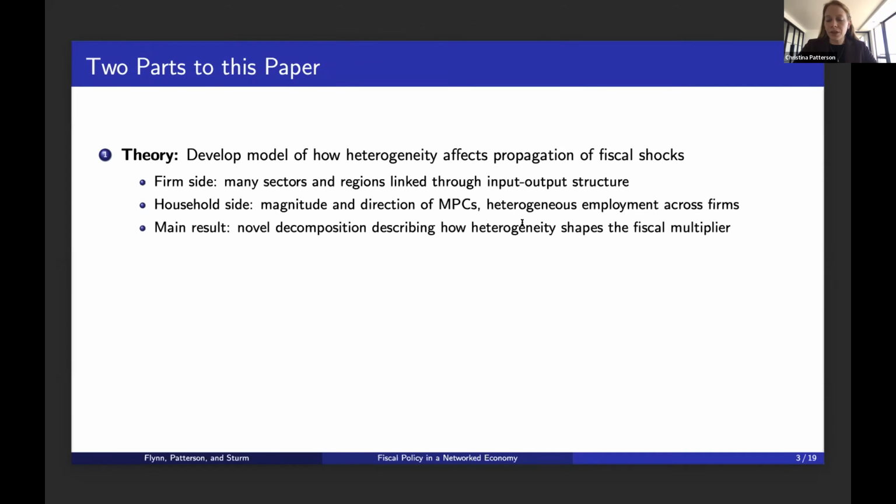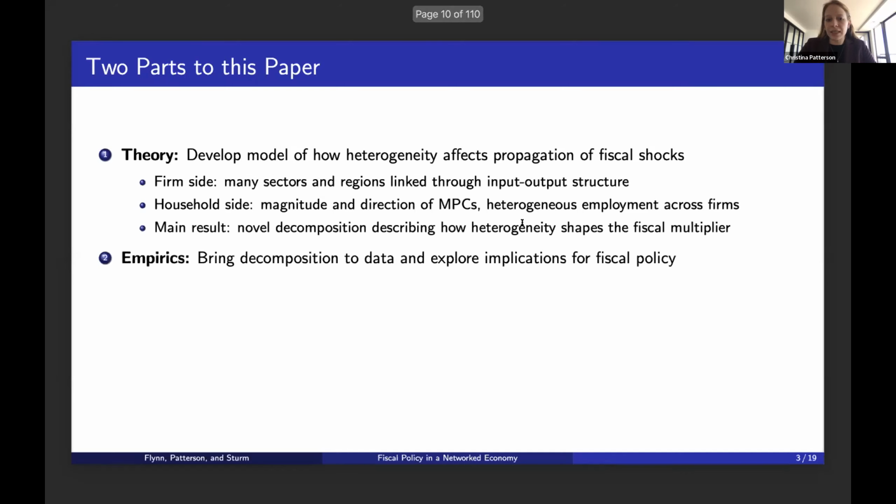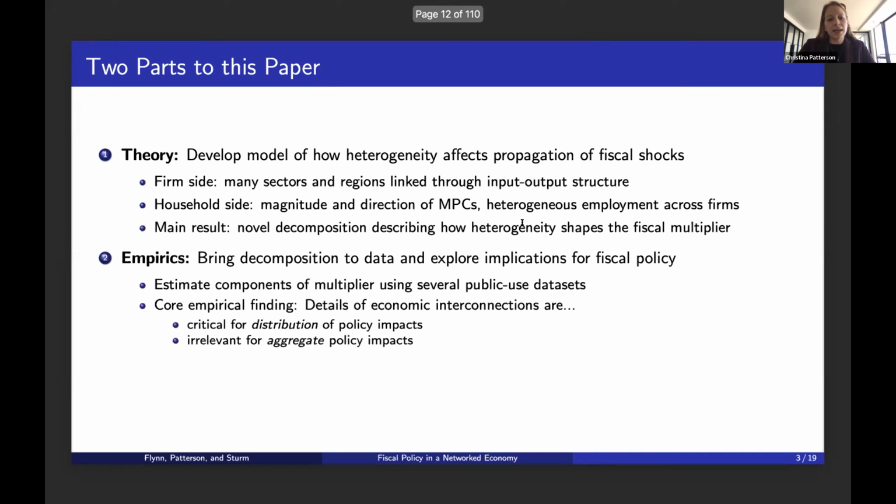Our key result in this part is going to be a novel decomposition that describes how these many dimensions of heterogeneity shape the fiscal multipliers. We're then going to bring this to the data, and we're going to do so by estimating components of the multiplier using several public use data sets. And our core empirical finding here is going to be that these details of the economic interactions, or this network of spending and income, are going to be critical for understanding the distributional impacts of various policies, but they're not going to be particularly relevant for understanding the aggregate impacts of the policies.